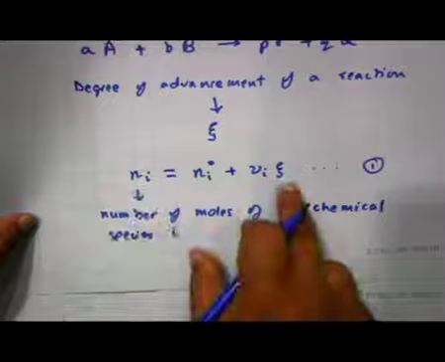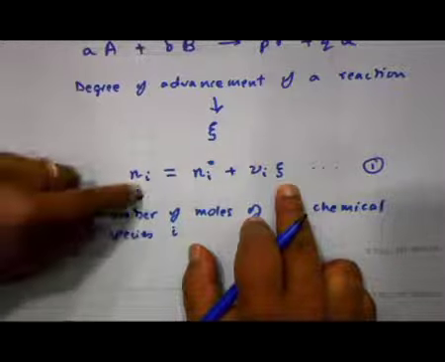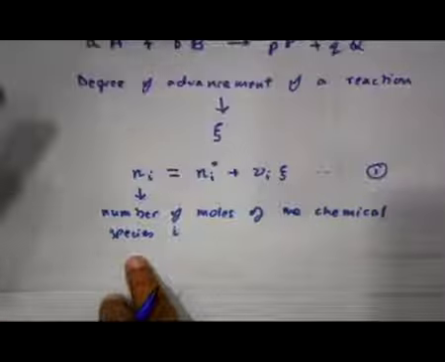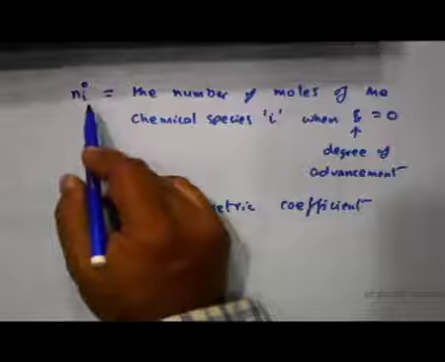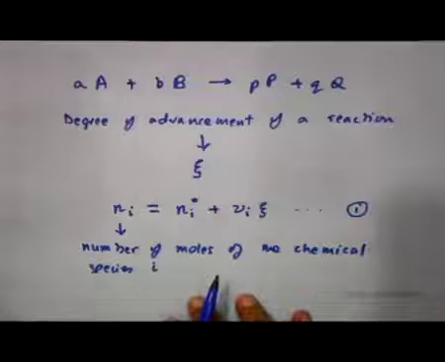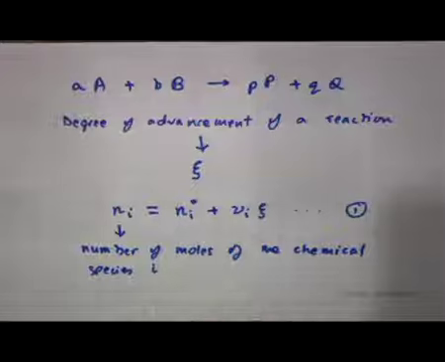Okay. So, now what we have done is we have taken this equation and we have tried to define each and every term in this equation, where Ni is the number of moles of the chemical species i. Then Ni naught, what is Ni naught or Ni 0? Ni 0 is the number of moles of the species when xi is equal to 0, that means the degree of advancement of the reaction is 0, that means the reaction has not progressed at all.